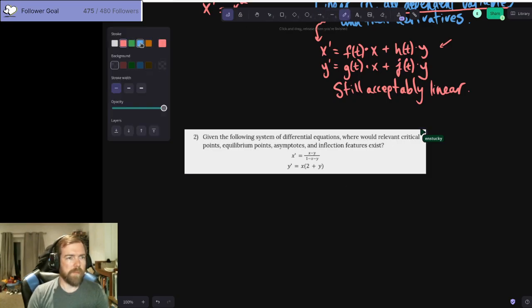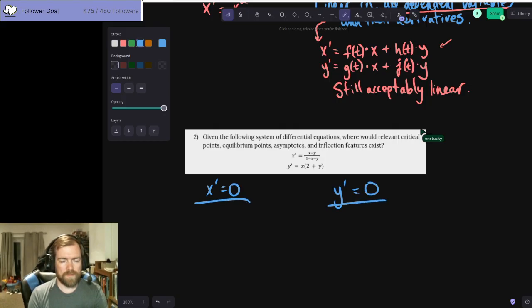Well, we could look for an equilibrium point. I want to set things equal to 0, and I think equilibrium points will do that. If I were to say x prime is 0 and y prime is 0, then that means that there's no motion in either the x or y direction, so I feel like we're stable.